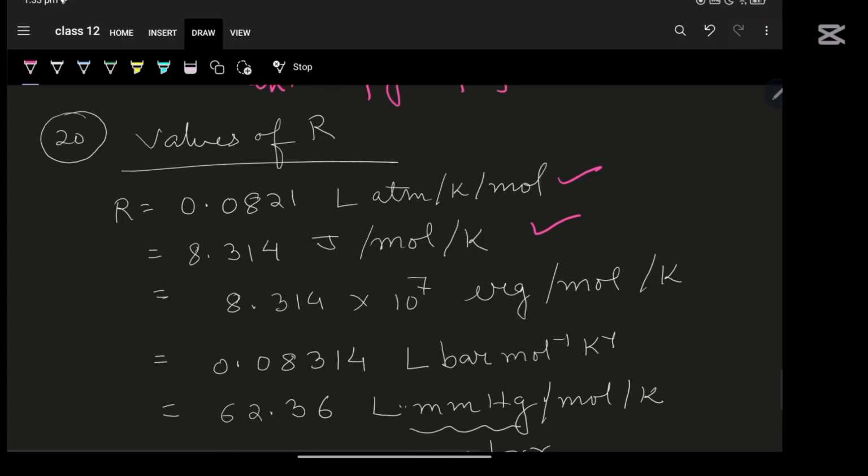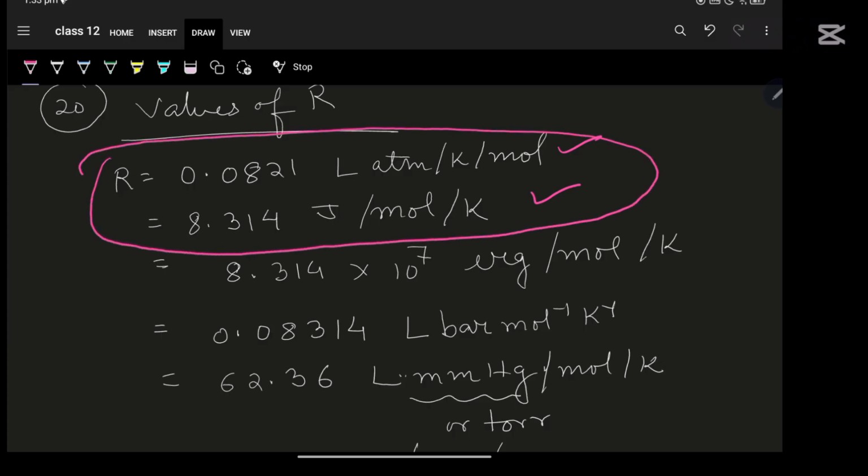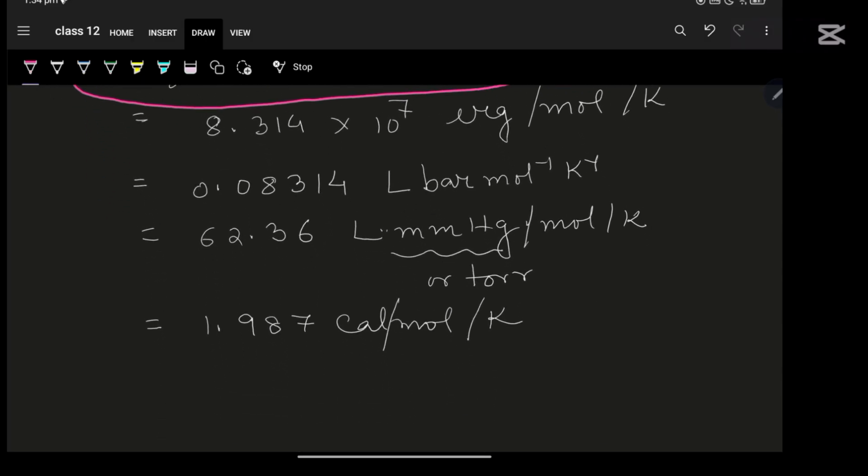Now, values of R in all the possible units, because in numericals you need this. Remember that these two values of R are most widely used: 0.0821 liter atmosphere per Kelvin per mole or 8.314 joule per Kelvin per mole. These are the other units of R. These are all the values and the units of R.